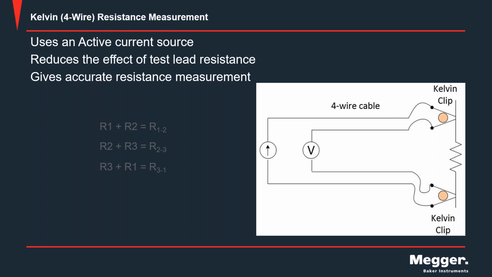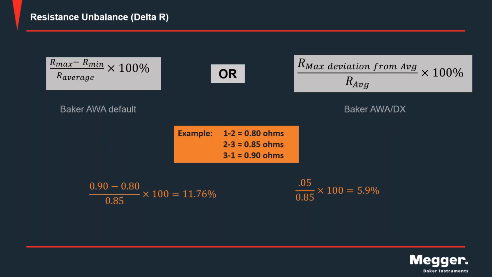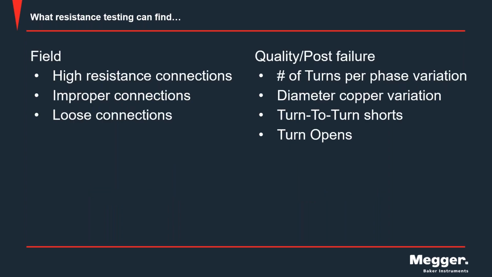So we take those three numbers and then perform an imbalance calculation. We do that in two ways, and both testers can do it either way: max minus min divided by average, or the max deviation from average. Either way, we're looking at an imbalance of probably 3 to 5%; we don't want it more than that. In field testing, we're looking at high resistive connections because most likely you're testing from switchgear. Improper connections and loose connections can give us an indication of imbalance there.